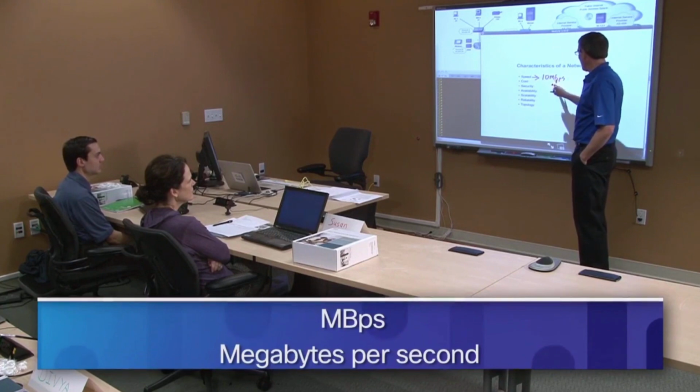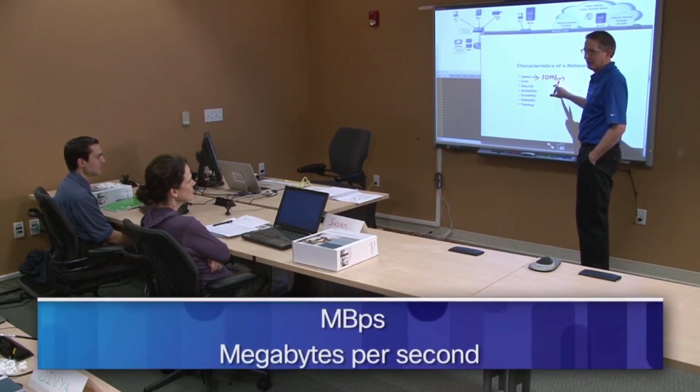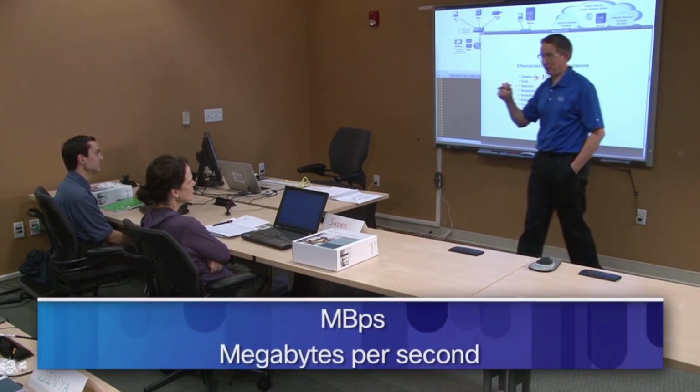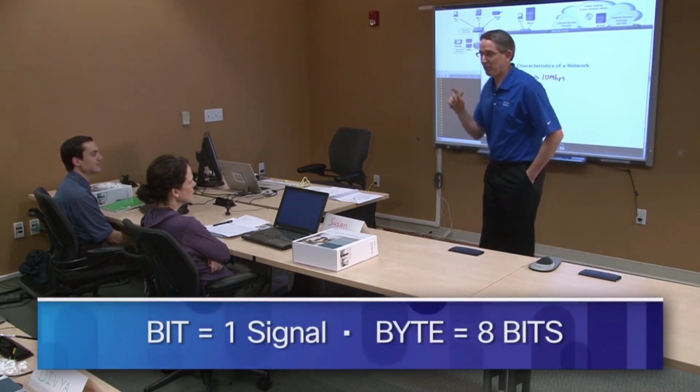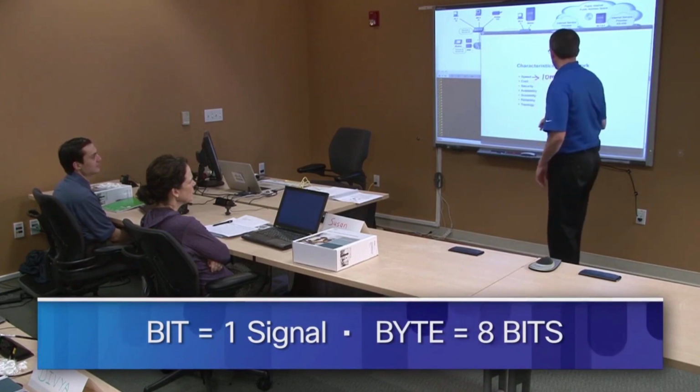So that's what it would look like, 10 capital M, lowercase b. What if it was capital B? What could that mean? Bytes. Bytes, says Robert. And he shoots, he scores. So bits are just one signal, and a byte would be 8 of them. We'll cover that in the binary coming up.